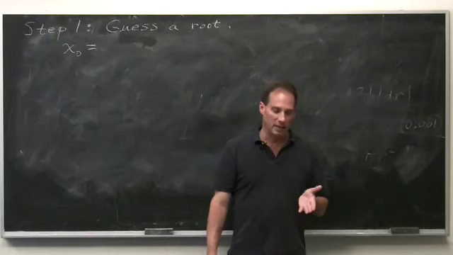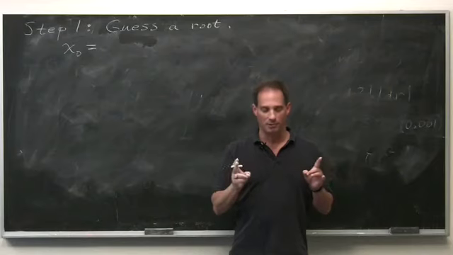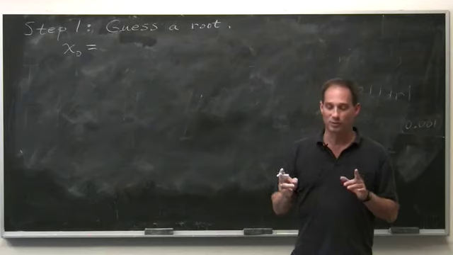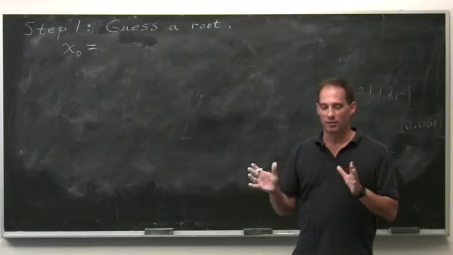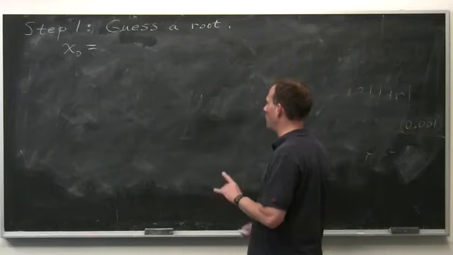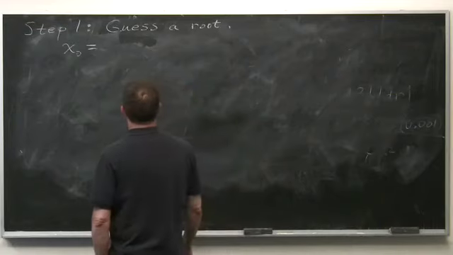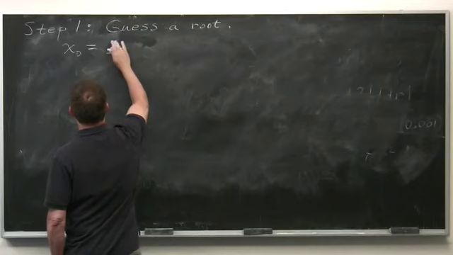In fact, some calculators have multiple methods for trying to find roots. One is called the bisection method, and there's Newton's method, and then you can combine the two. But your calculator probably has Newton's method built in. So guess a root. We're going to guess x naught equals 1.